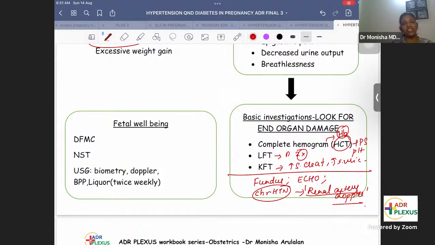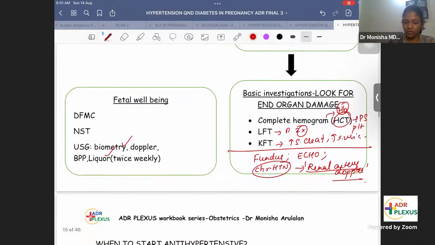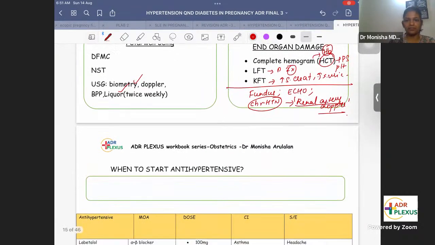Remember, you have to do it twice weekly. That is, after 30 weeks, we can do it at 32 weeks; you can do the biophysical profile, but from 30 weeks you can start doing the biophysical profile. The biometry is very important, as well as the liquor. You keep on doing it twice weekly once you see it is a severe preeclampsia.